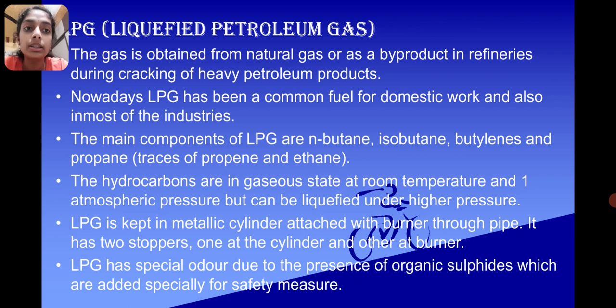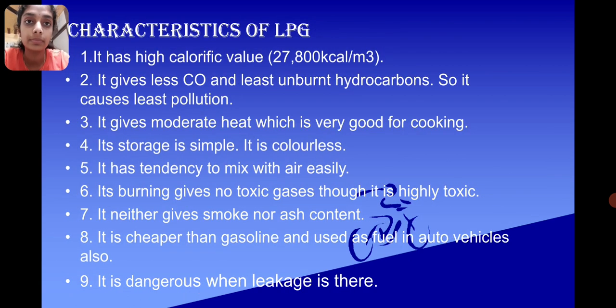The hydrocarbons are in gaseous state at room temperature and 1 atmospheric pressure, but can be liquefied under high pressure. LPG is kept in a metallic cylinder attached to the burner through a pipe. It has two stoppers, one at the cylinder and the other at the burner. LPG has a special odor due to the presence of organic sulfides, which are added specially for safety measures.